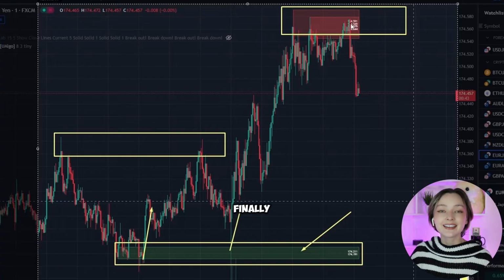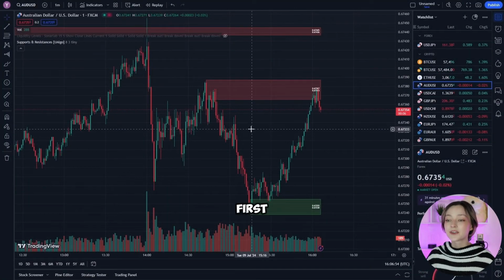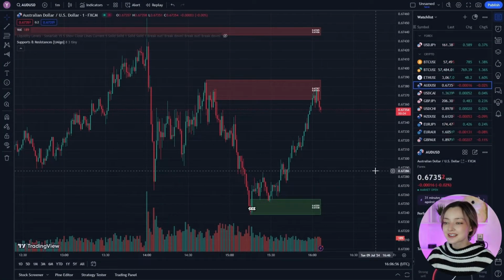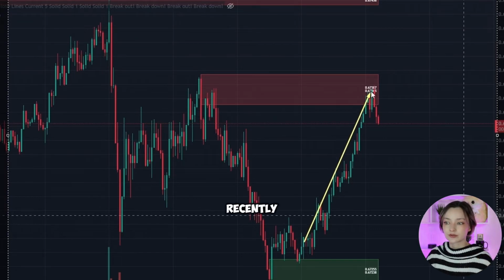Now let's finally get to practice, guys. I hope everything will be clear. So I found the first interesting situation. As you can see, a level has formed right here where the price has been recently at. This is a resistance level.